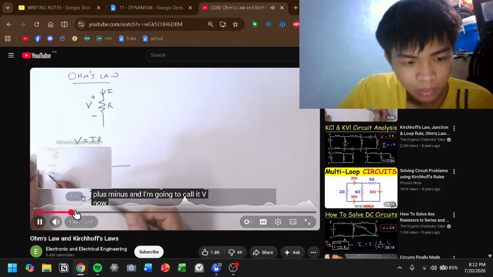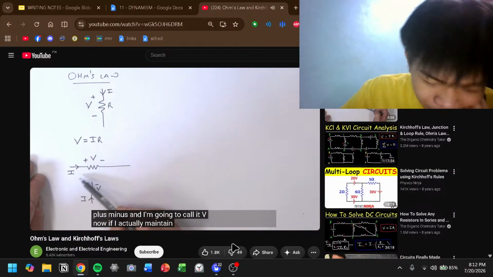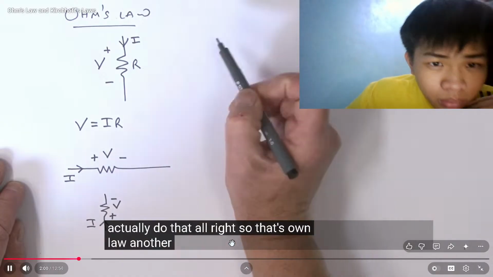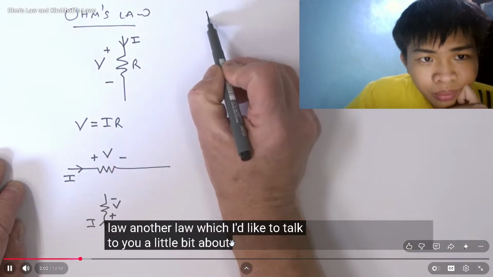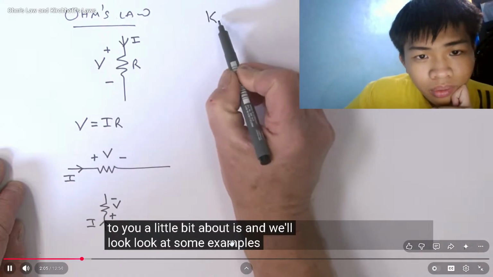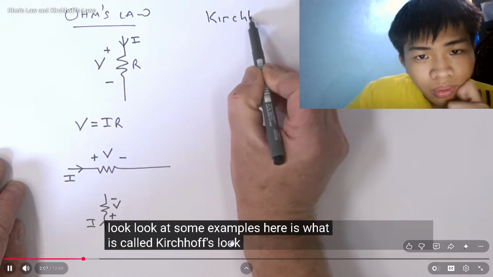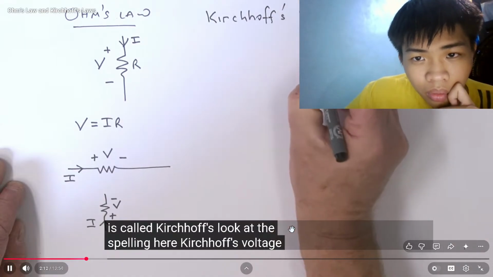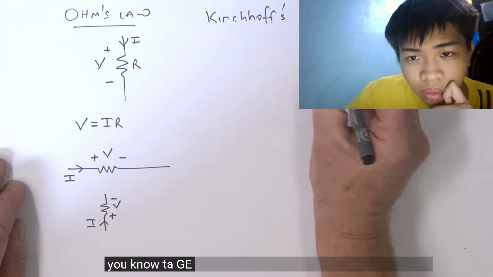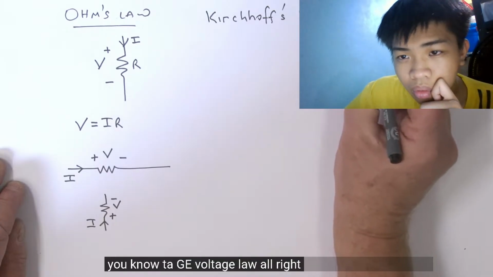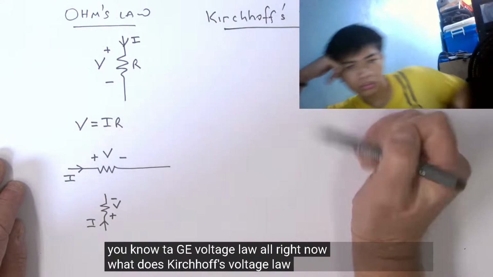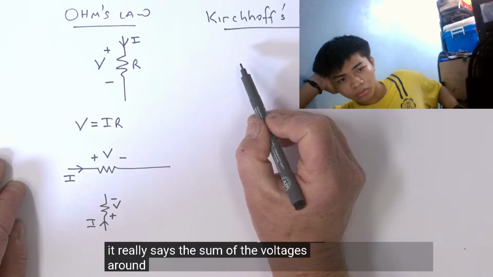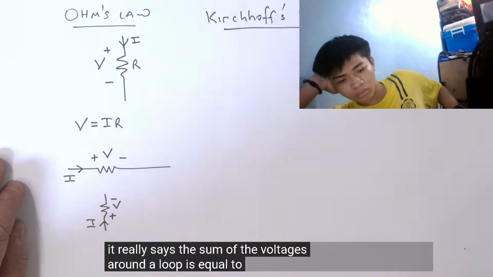I'm going to call it V. Now, if I maintain that consistency throughout, another law which I'd like to talk to you a little bit about, and we'll look at some examples here, is what is called Kirchhoff's voltage law. Look at the spelling here: V-O-L-T-A-G-E, voltage law. All right. Now, what does Kirchhoff's voltage law state? It really says the sum of the voltages around a loop is equal to 0.